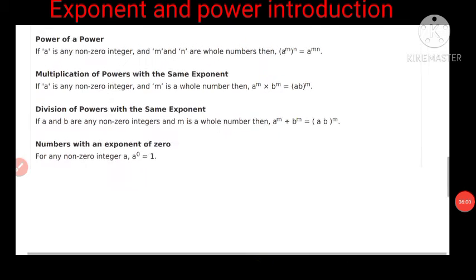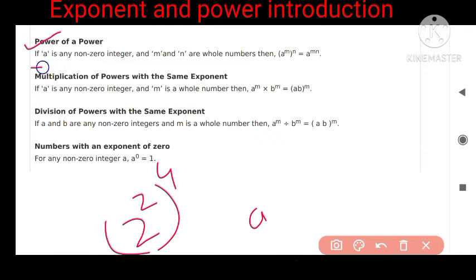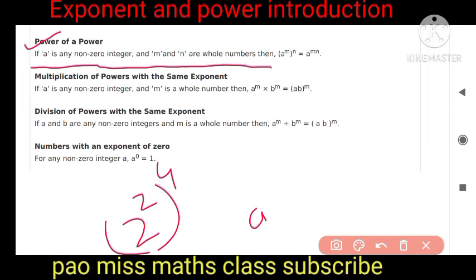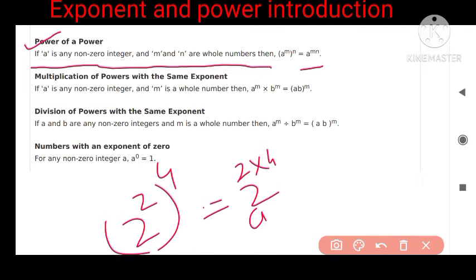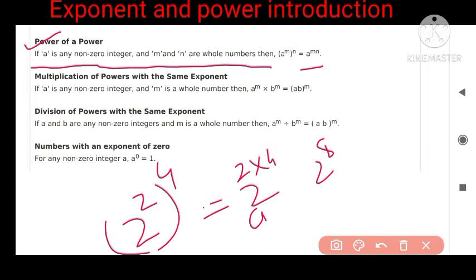Now the third one, power of a power. Suppose one power is there, and again one more power is there. If a is a non-zero integer and m and n are whole numbers, then a to the power m, to the power n, is equal to a to the power m multiplied by n. That means 2 to the power 2 multiplied by 4 becomes 2 to the power 8. So power of a power means the powers will be multiplied, not plus, not minus. This is the third law of exponents you have to remember.